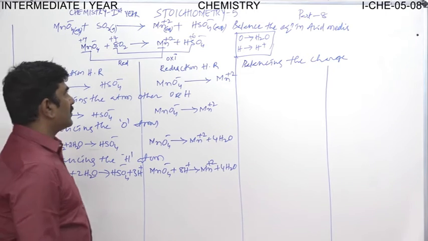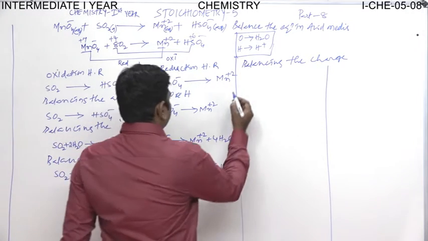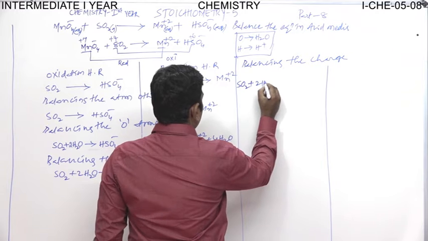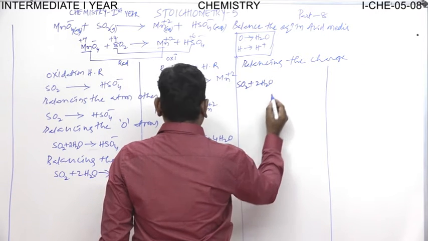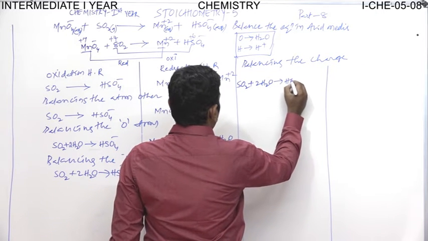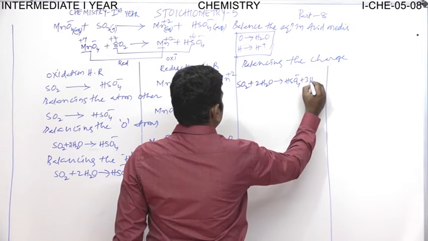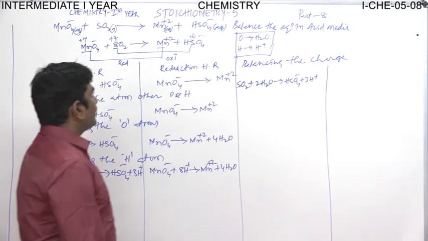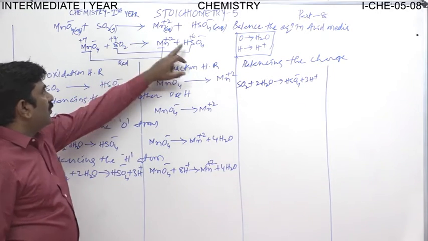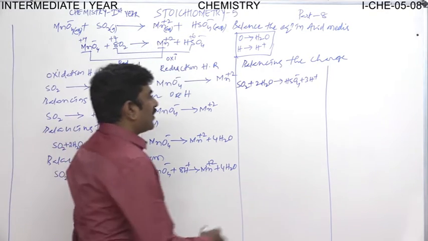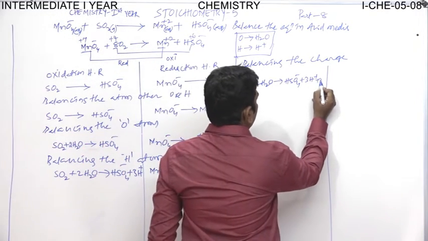సో ఇక్కడ 5 ఎలక్ట్రాన్స్ కనబడుతుంది, మనకి ఇక్కడ ఎలక్ట్రాన్స్ కనబడుతున్నాయి? 2 ఎలక్ట్రాన్స్ కనబడుతున్నాయి. So SO2 plus 2H2O will give HSO4 minus plus 3H plus. So deficient side +4 to +6. ఇక్కడ ఎన్ని ఎలక్ట్రాన్స్ తక్కువ ఉన్నాయి? 2 ఎలక్ట్రాన్స్ తక్కువ ఉన్నాయి. Therefore I am writing here 2 electrons.